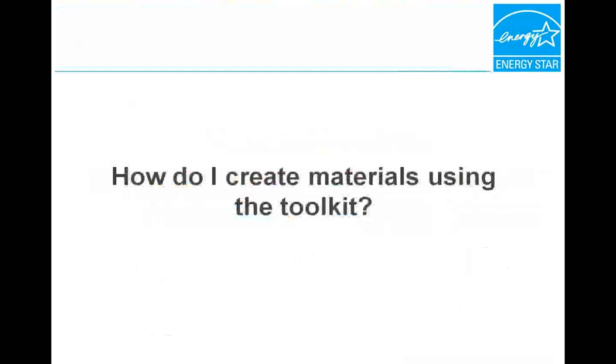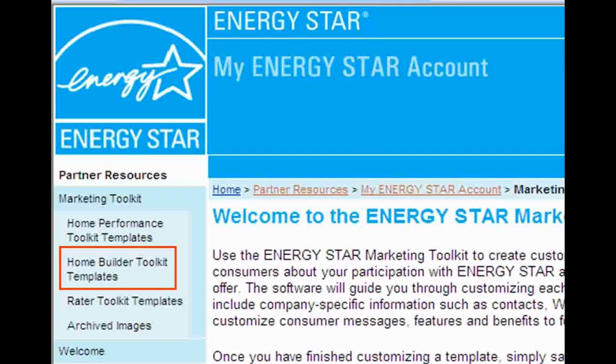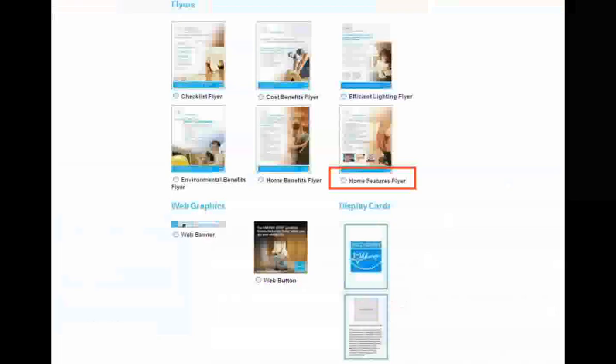From here, let's talk about actually creating materials using the toolkit in a step-by-step process. Once you click on that Marketing Toolkit link, you'll be taken to this Welcome to the Toolkit page. Use the links on the left navigation bar to select a template. To ensure proper functioning of the toolkit software, your computer security must be set to medium or low, and pop-ups must be enabled. Turn off all pop-up blockers associated with your browser to ensure that the toolkit will work properly.